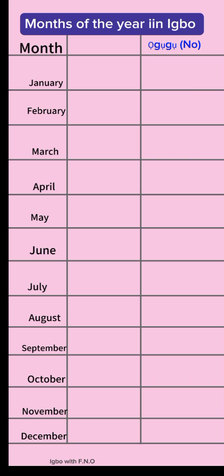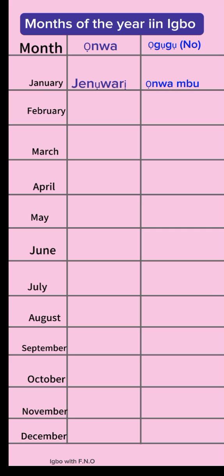Month of the year in Igbo. Month in Igbo is Ọnwa. Ọnwa can also be used to mean moon, like the moon. So the first month is Ọnwa mbụ, which we call January.